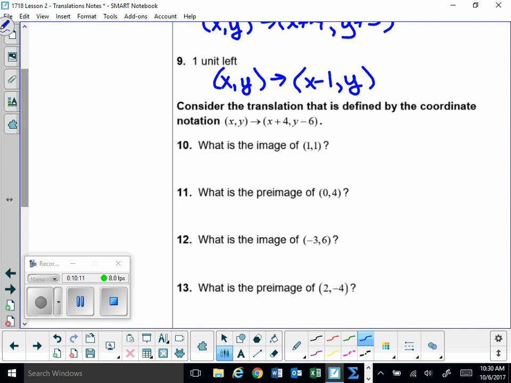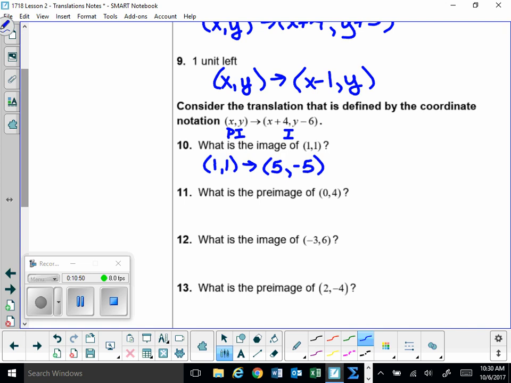All right, let's try to do some of this without an actual graph. Now remember, xy represents your pre-image, and this one represents your image. So if I want to know the image of 1, 1, 1, 1 is my pre-image. So 1, 1 will become 1 plus 4 is 5, and 1 minus 6 is negative 5.